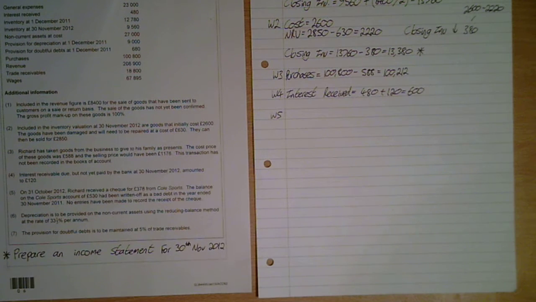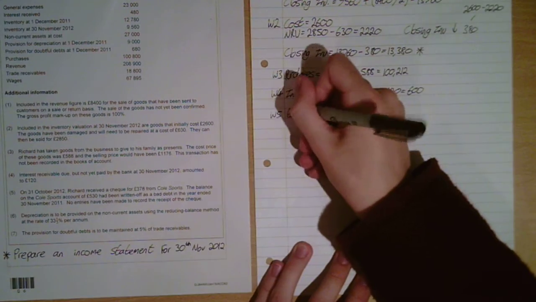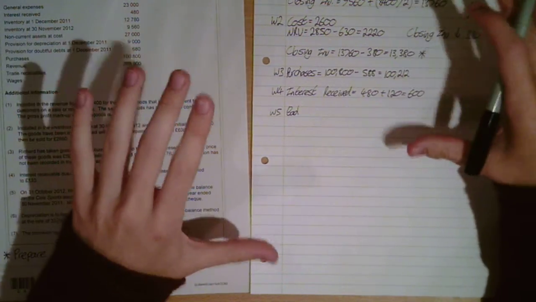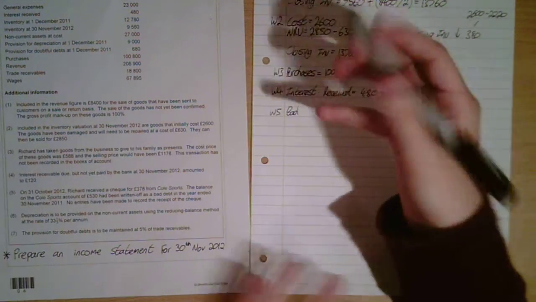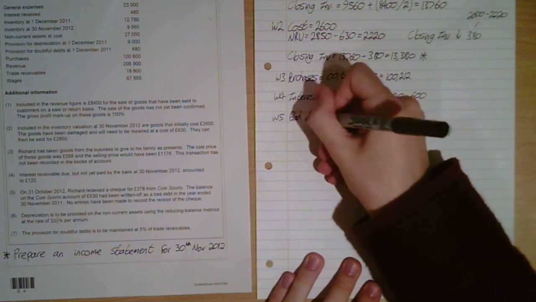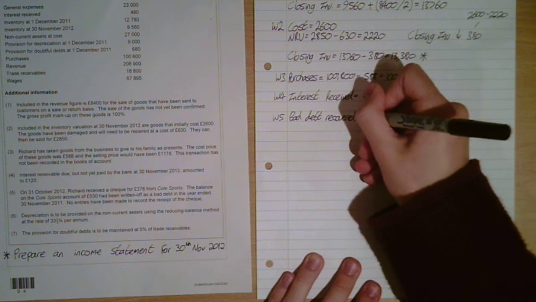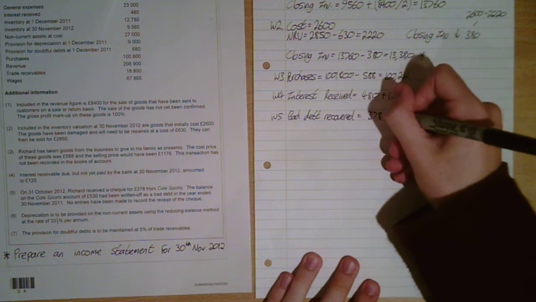W5, Richard received a cheque from Cole Sports for an amount. The balance on the Cole Sport account was 580 written off, but now we've received it. So we initially had a trade receivable. They went bad, so that's a bad debt, an expense, and then we've recovered it. So again, an income, however you like to think about it. So bad debt recovered is 378, the cash we've received.